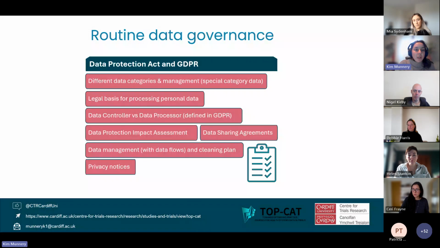And these documents that I've mentioned, data protection impact assessments, data sharing agreements, data management plans and cleaning plans, are all really important when you're looking at how you'll manage your data within your trial, especially data flows, where you're working out where identifiable information is being transferred and whether you can mitigate against potential risks of identifying participants or people within these routine data sets.